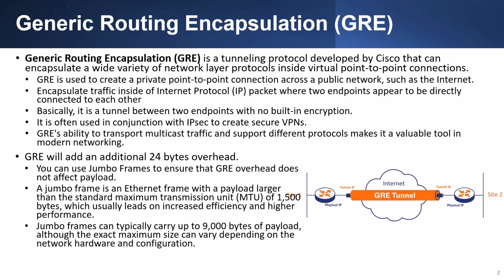not affect payload. A jumbo frame is an Ethernet frame with a payload larger than the standard maximum transmission unit, or MTU, of 1,500 bytes, which usually leads to increased efficiency and higher performance. Jumbo frames can typically carry up to 9,000 bytes of payload, although the exact maximum size can vary depending on the network hardware and configuration.